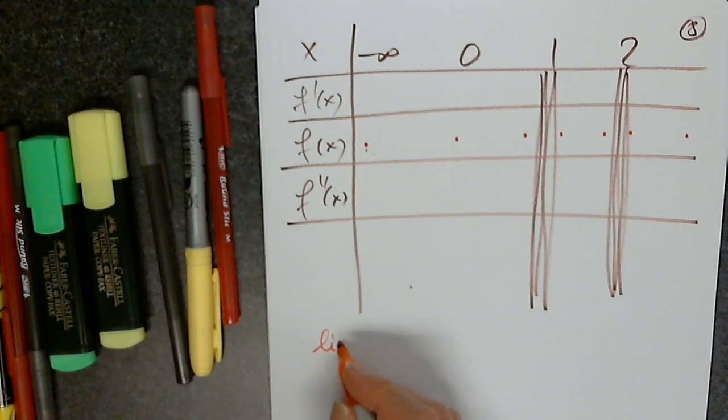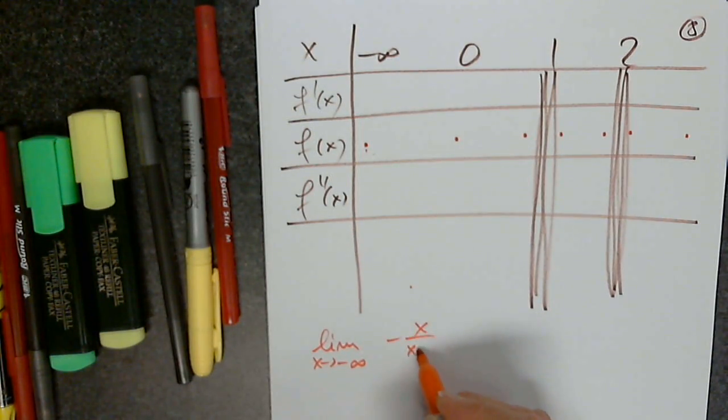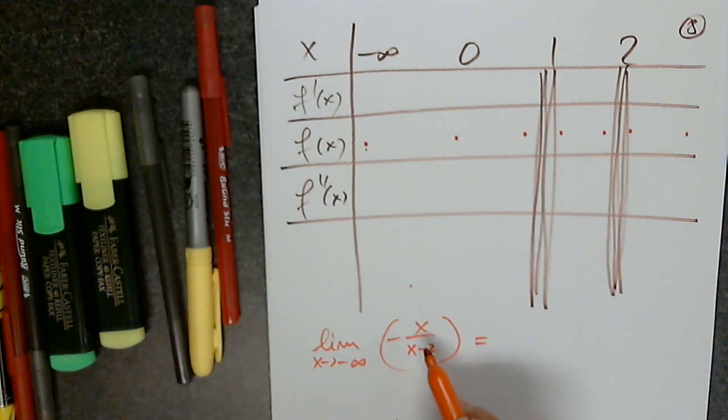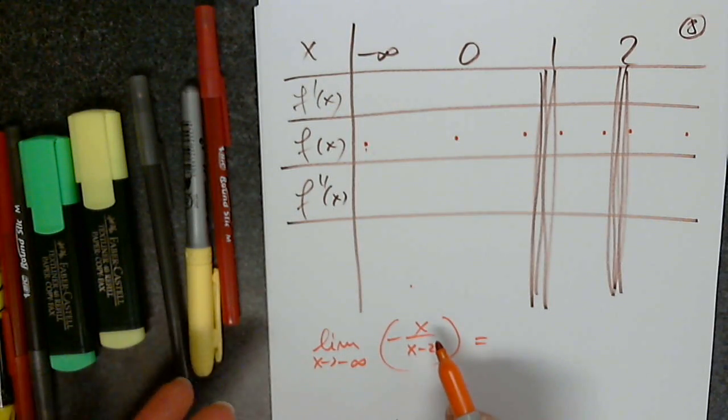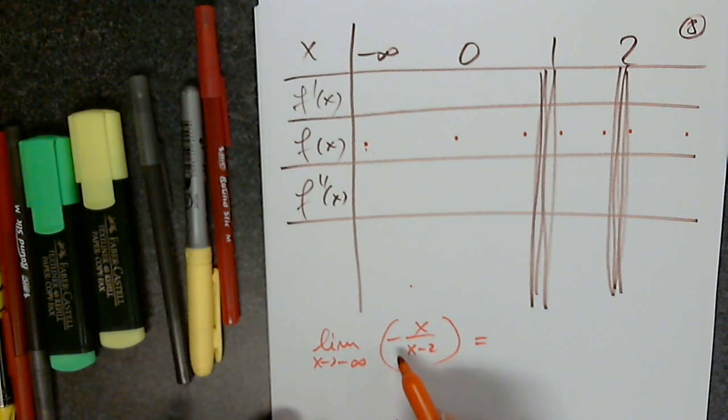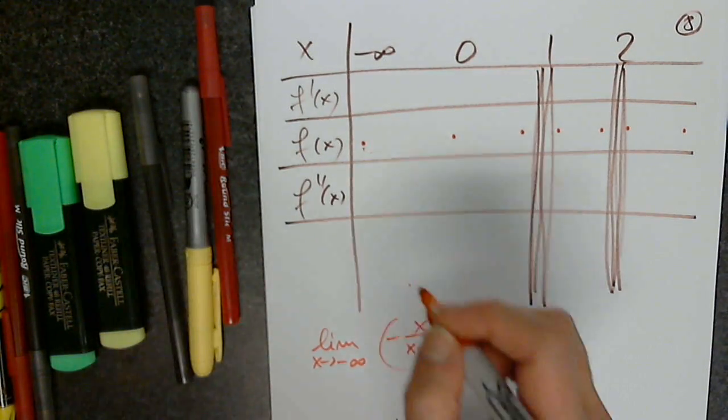Yes, the limit as x approaches negative infinity of negative x over x minus 2. What is the answer? 1, with minus in front. Yeah, sorry, -1. Yes, because when you differentiate, it's infinity over infinity. The top is 1 and the bottom is 1, but with minus in front. So it's -1.